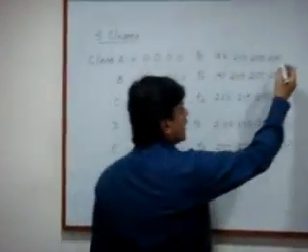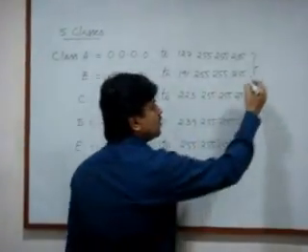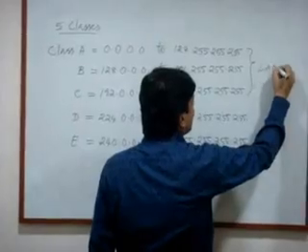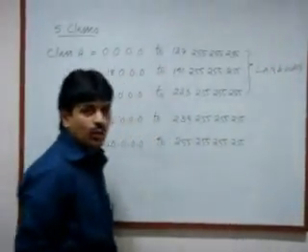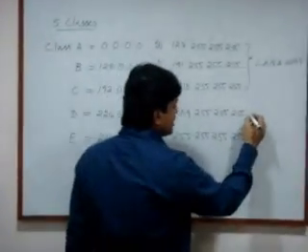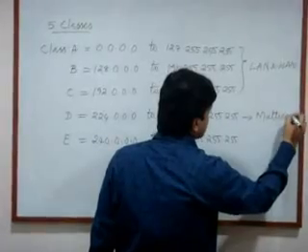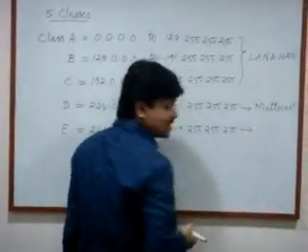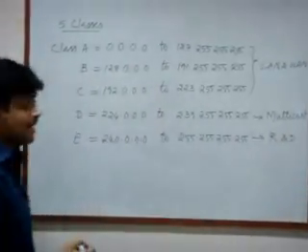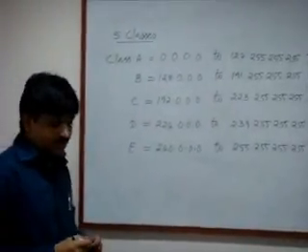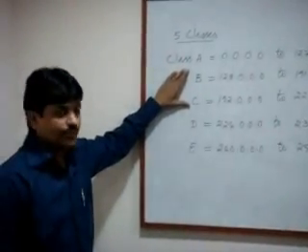Now the first 3 classes, A, B and C, are unicast addresses. They are used in LAN and WAN communication, that is, in local area networks and wide area networks. Class D is used for multicasting, and class E is for research and development. So like this we have 5 classes. We are using 3 of these classes for LAN and WAN communication.